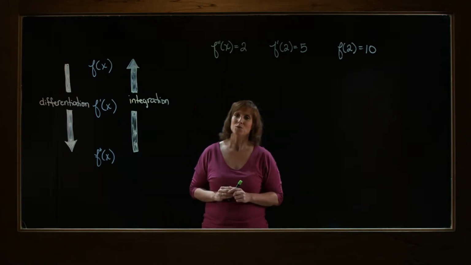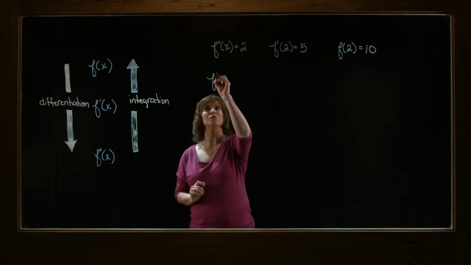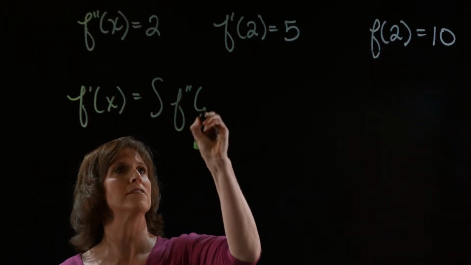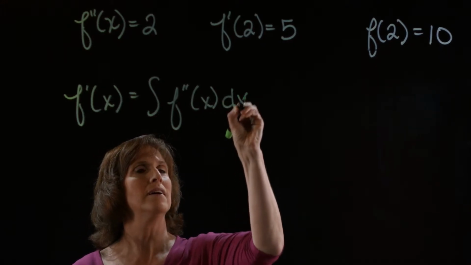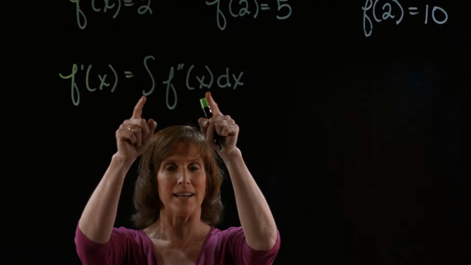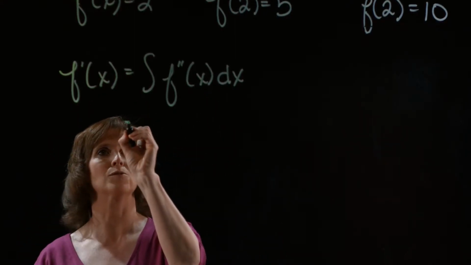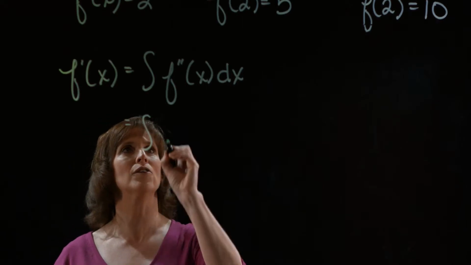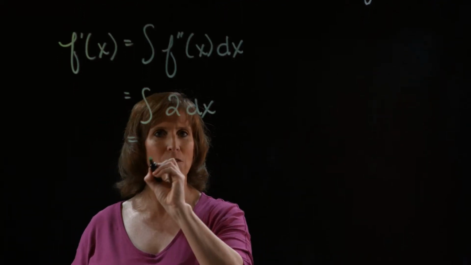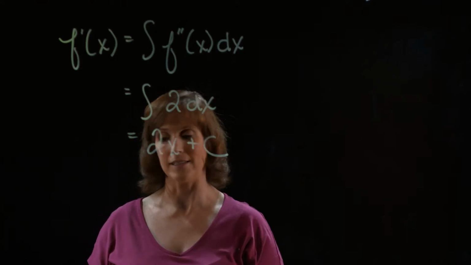I'm given the second derivative of x, and it's equal to 2. So to find the first derivative, I'm going to integrate the second derivative. Again, think inverse process. I have a second derivative, I'm going to integrate it, that will undo the first differentiation, and I end up with the first derivative. So I've got the integral of 2 dx. Well, that's a fairly simple integration problem. It's just 2x plus a constant.